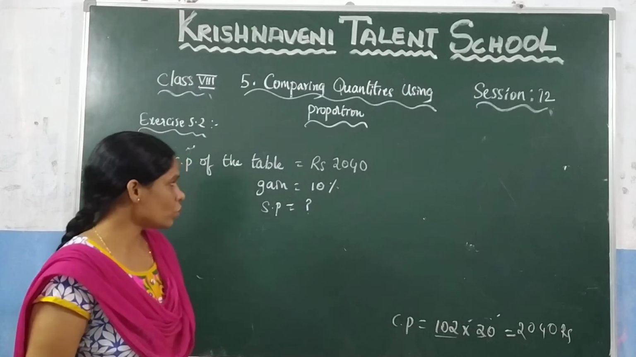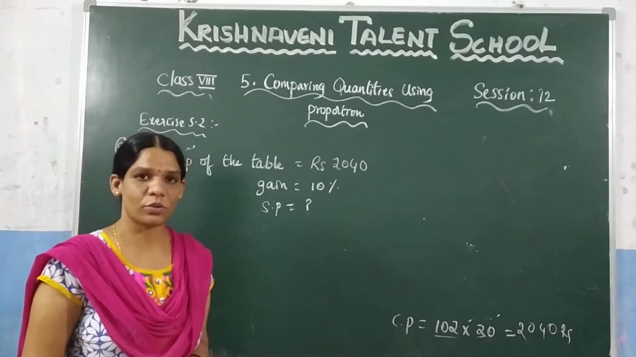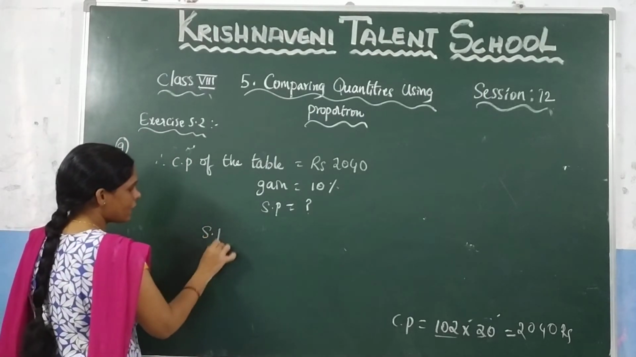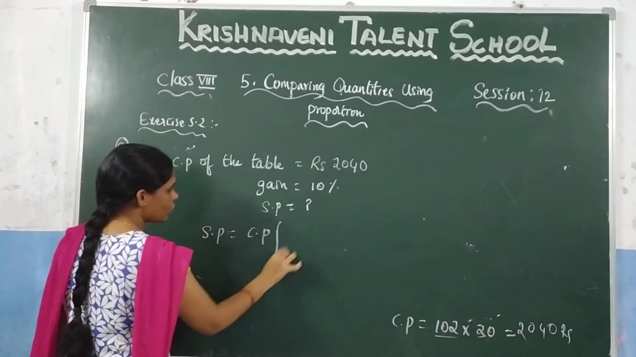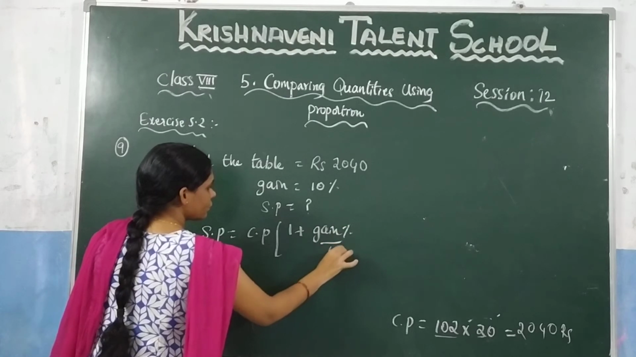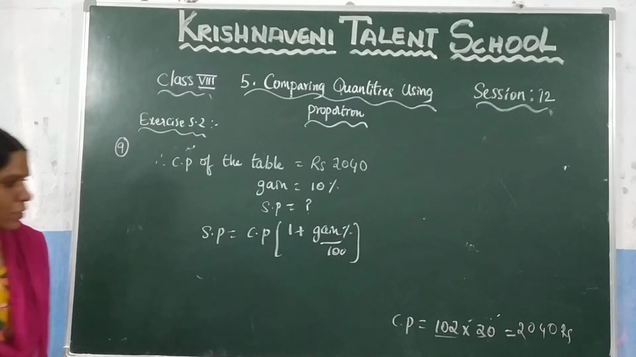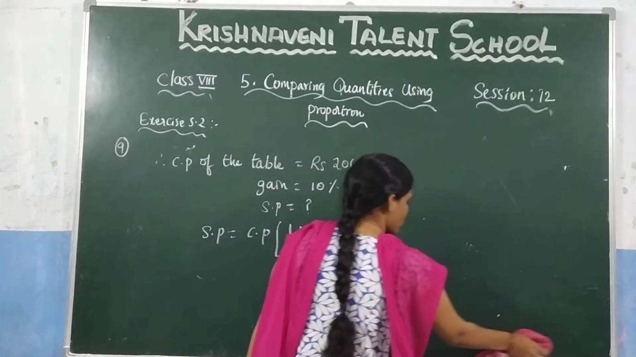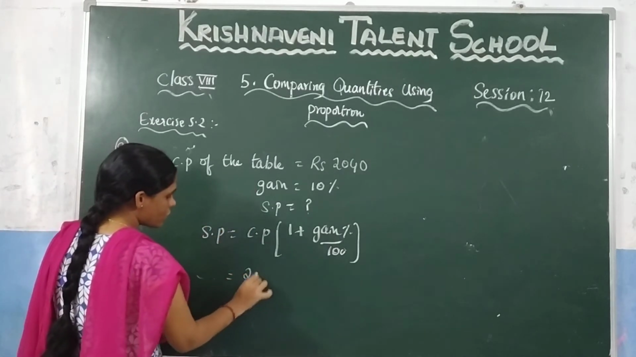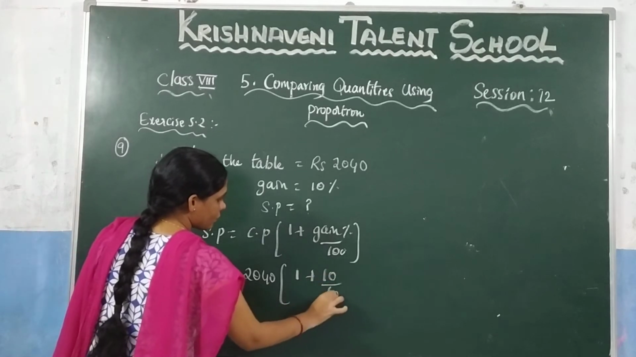So if you know the cost price and if you know the gain percentage, again which formula do you need to apply to calculate the selling price? It should be selling price is equal to cost price into 1 plus gain percentage by 100. By using this formula you can calculate the selling price. So let us substitute here the values we know. The cost price is 2040, and the gain percentage is 10.